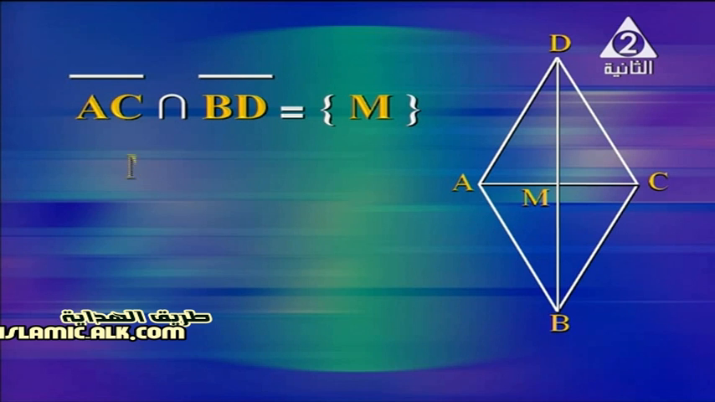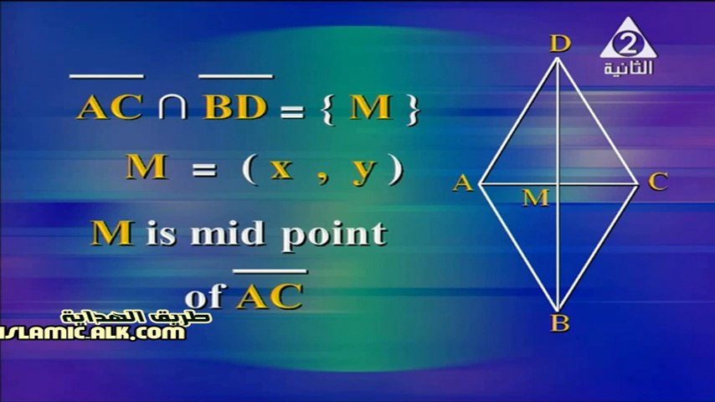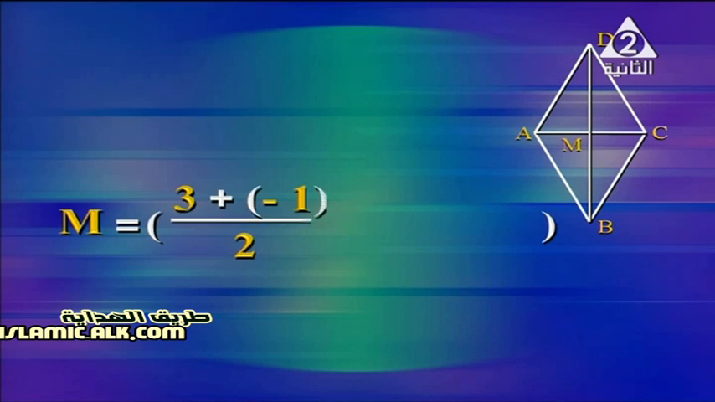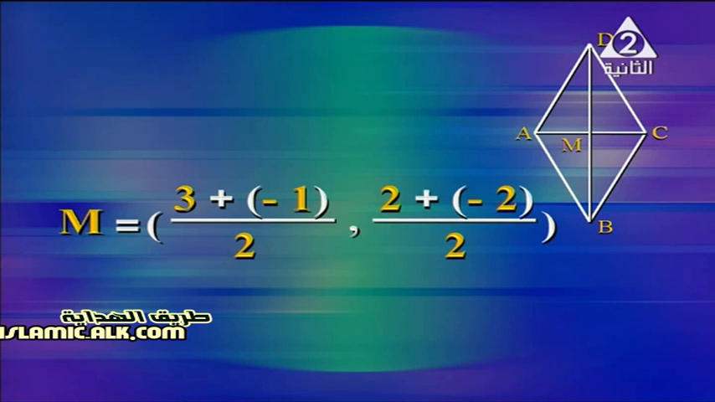Join AC and BD, the two diagonals. These two diagonals will meet at a point which is M. So let M be the point of intersection of the two diagonals. Then M will be the midpoint of AC. Then, can you find the coordinates of the point M? Of course, yes. M equals (3 + (-1))/2 and (2 + (-2))/2. So M will be (1, 0). Then the coordinates of the point M will be (1, 0).